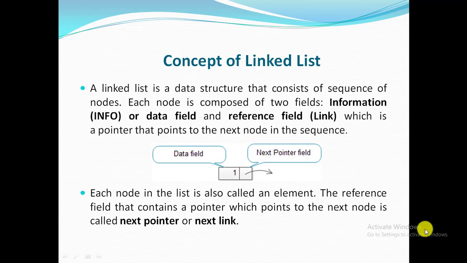So in this diagram we can see this is a node, it consists of the data 1 and the next field, which points to the next node. Each node in the list is also called an element, and the reference field that contains a pointer which points to the next node is called the next pointer or next link.